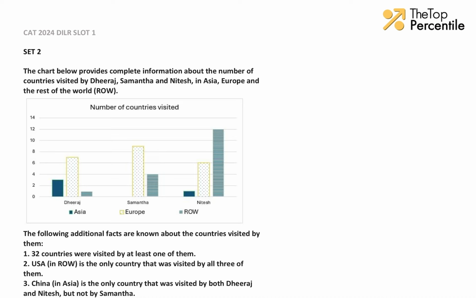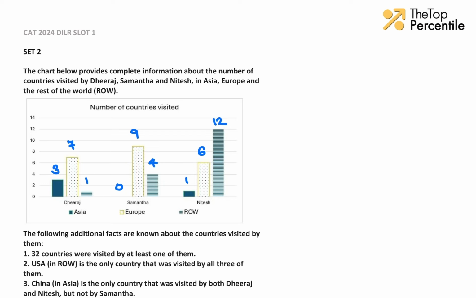Okay, so the number of countries visited by Dheeraj in Asia is 3, in Europe it's 7, in rest of the world it's 1. Similarly for Samantha, she visits 0 countries from Asia, 9 countries from Europe and 4 countries from rest of the world. For Nitesh, this will be 1, this will be 6 and rest of the world will be 12.